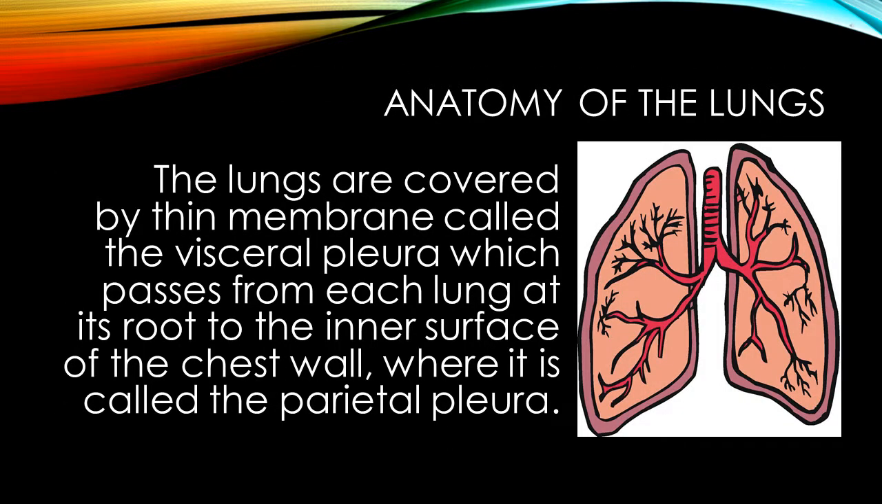Anatomy of the lungs. The lungs are covered by a thin membrane called the visceral pleura, which passes from each lung at its root to the inner surface of the chest wall, where it is called the parietal pleura. In this manner, two membranous sacs called the pleural cavities are formed, one on each side of the thorax, between the lungs and the thoracic walls.